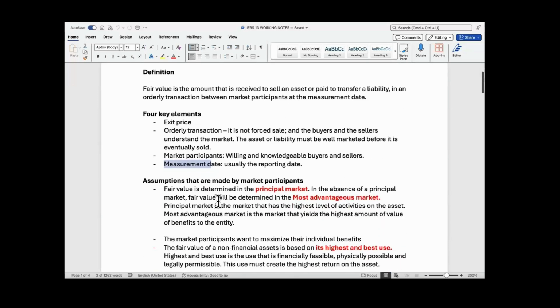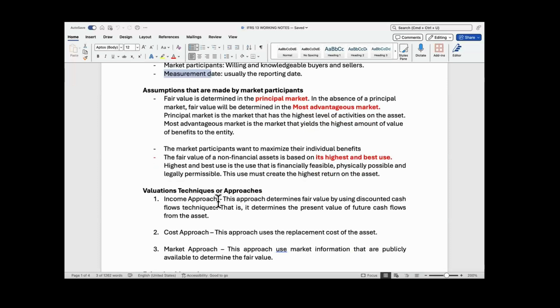Now, we went ahead to mention assumptions that are made by market participants, that they mostly operate, or this fair value is determined, in the principal or the most advantageous markets. We explain that critically. And we also explain that market participants act in their own best interests. They are looking out for their own benefit. They want to maximize their own benefits.